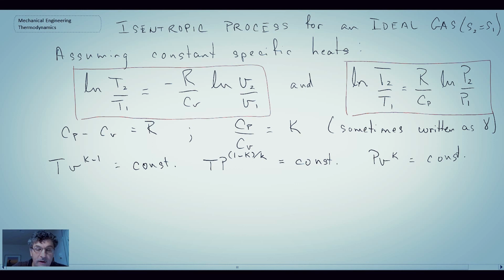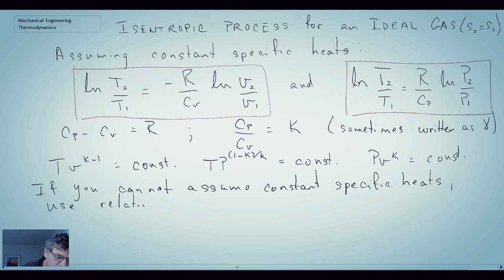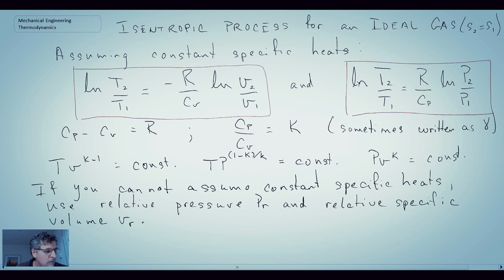Now, if you are dealing with the problem whereby you do have large temperature changes between your first state and your second state, then there are tables that you can look up in the back of the book that can help you with that. So if you cannot assume constant specific heats there, then what you would do is you would use the relative pressure as well as the relative specific volume. And that is usually tabulated within your textbook. So that concludes today's lecture.